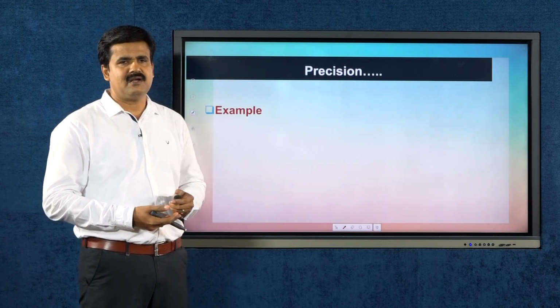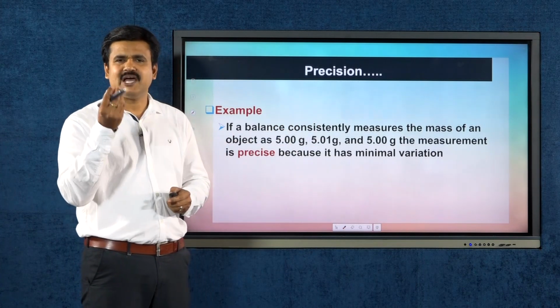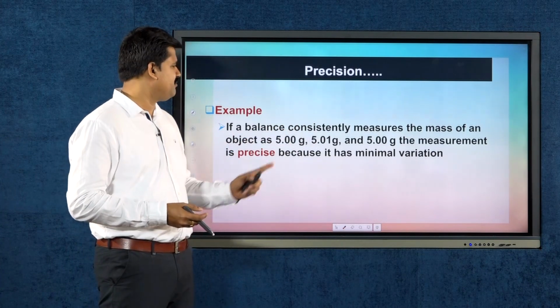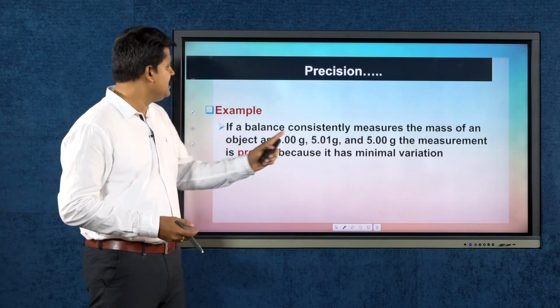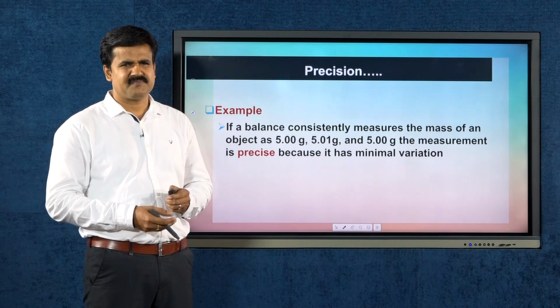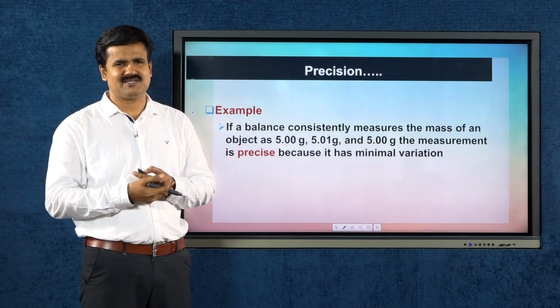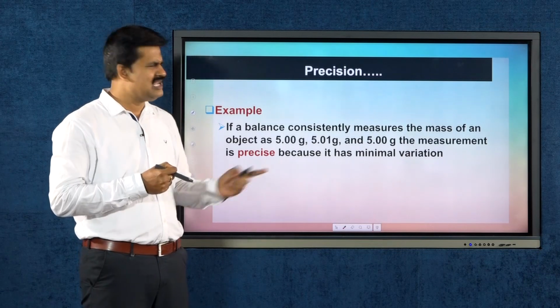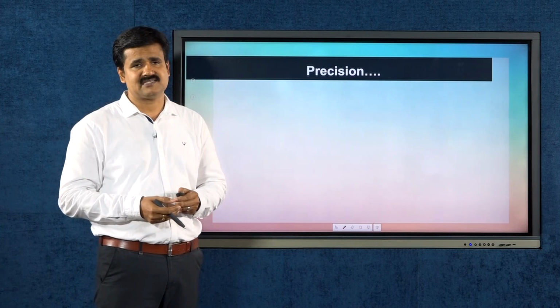See, for example, if a balance consistently measures the mass of an object as 5 gram, 5.00 gram, 5.01 gram, 5.00 gram, you get 3 measurements. See the range of the measurements, they are very close to each other. There is only a small difference. So, these 3 measures are said to be precise measurements.